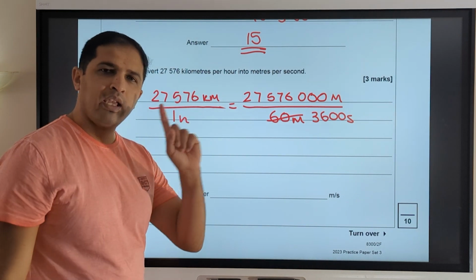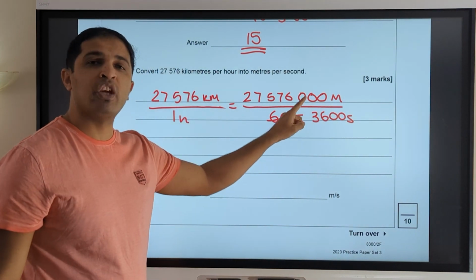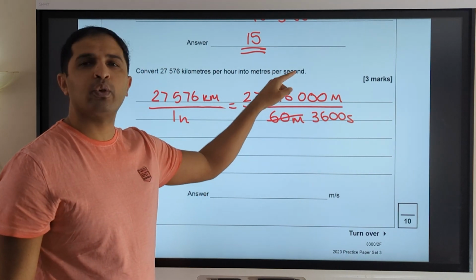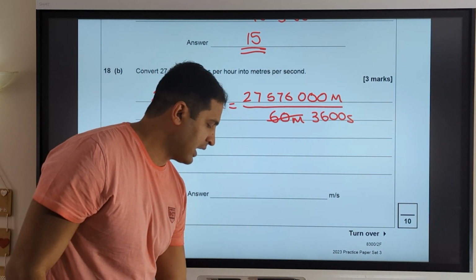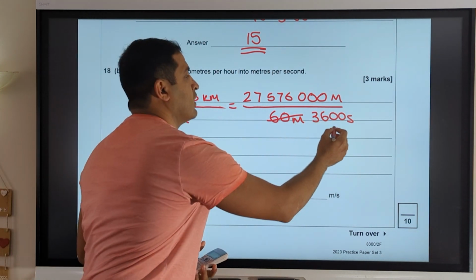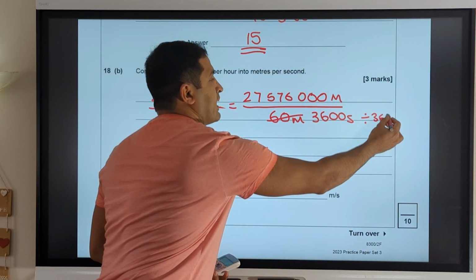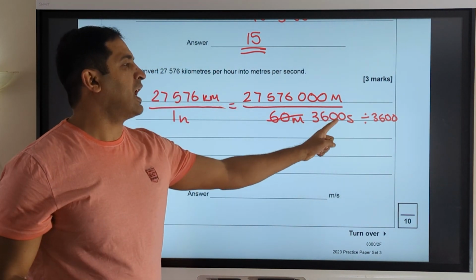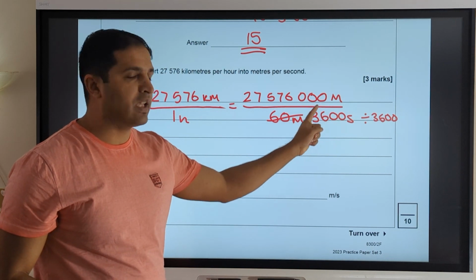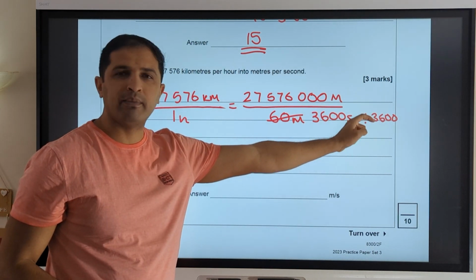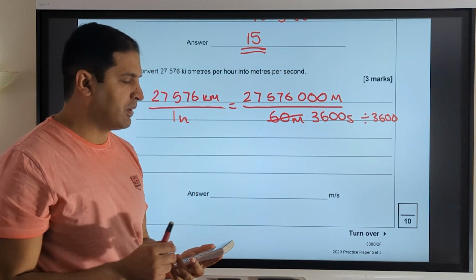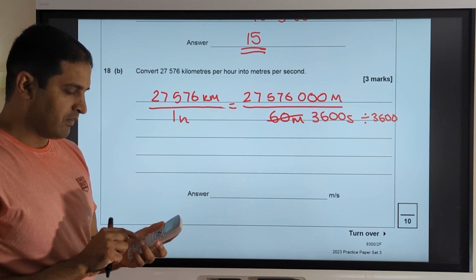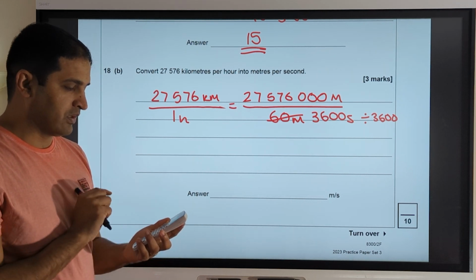So what would it be if you went to do it in 1 second? Now I'm changing the numbers. I'm dividing the bottom number by 3,600, so I need to divide the top number by 3,600 as well. So that would be how many meters in 1 second. If I change that 3,600 seconds to 1, I need to divide by that. So I need to now divide the top number by 3,600 as well, which is 27,576,000.